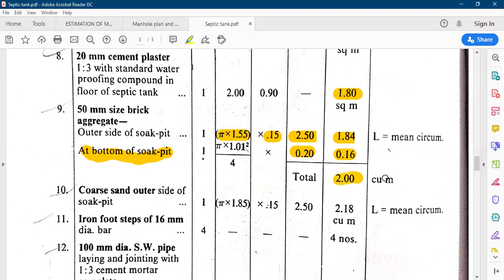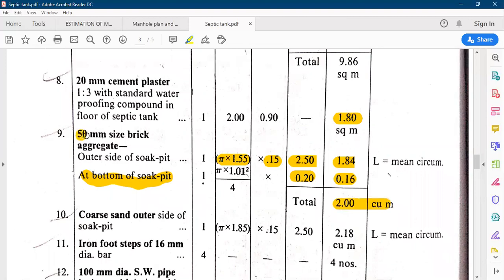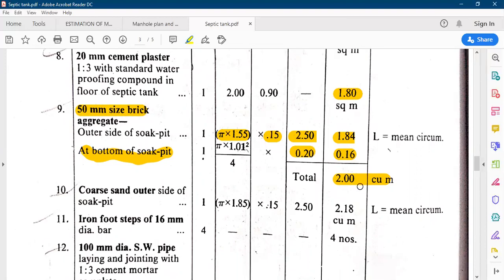Altogether it will be 2 meter cube of the 50 mm brick aggregate in the soak pit, outside of the soak pit and at the bottom of the soak pit. So it is 2 meter cube.